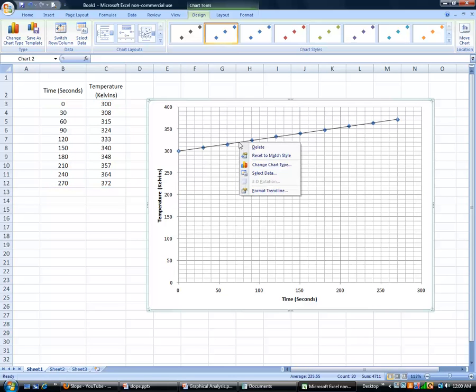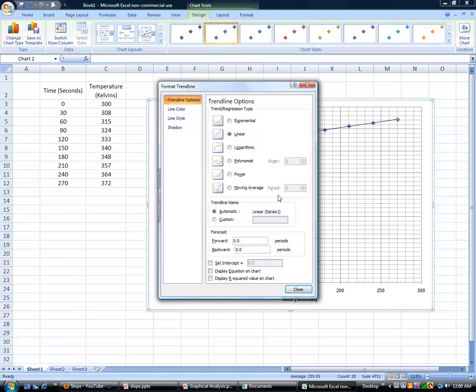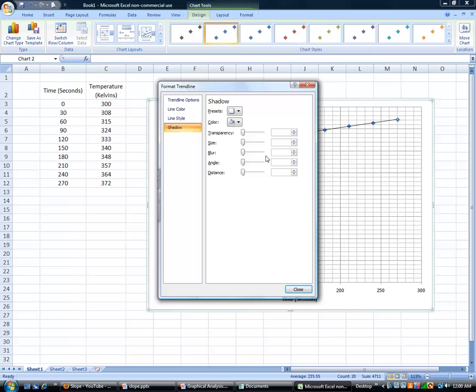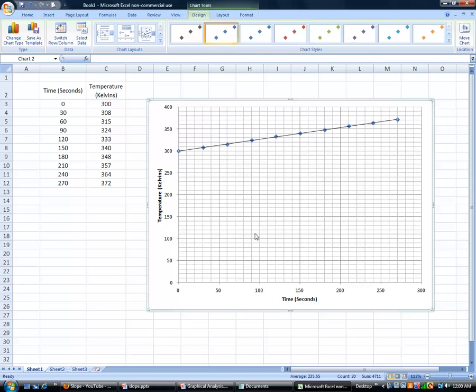So, other things I can do with this, if I format the trend line, if I didn't have a linear set, I could say that this is exponential, this is logarithmic, or it's a power function, and so on and so forth. I can edit the line color here, the line style, any kind of other effects that I would like. But I'm pretty comfortable with the way it is.